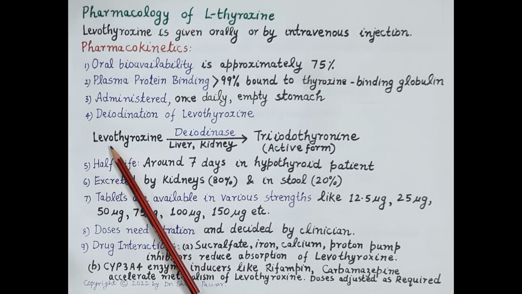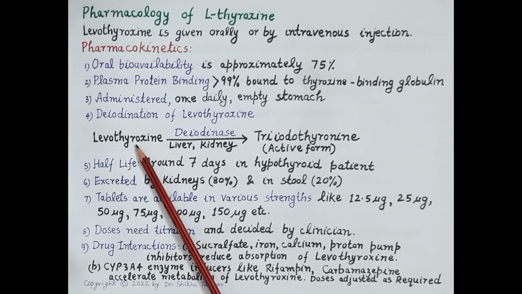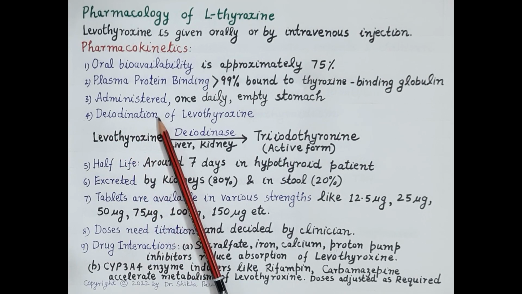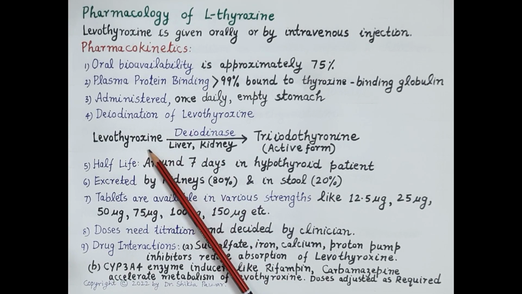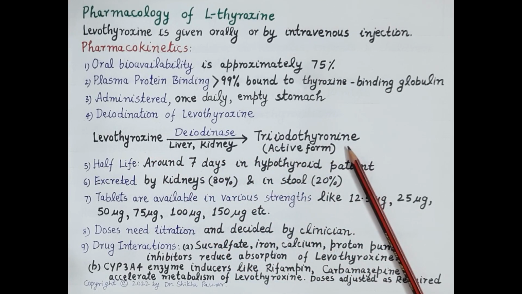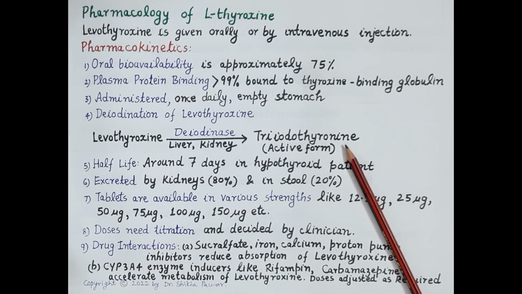Now very important, like T4, that is like thyroxine, levothyroxine is also inactive. So levothyroxine is deiodinated. It is deiodinated in the organs like liver and kidneys. So one iodine is removed from levothyroxine and levothyroxine is converted to its active form, that is triiodothyronine, and this triiodothyronine is then released in the circulation.